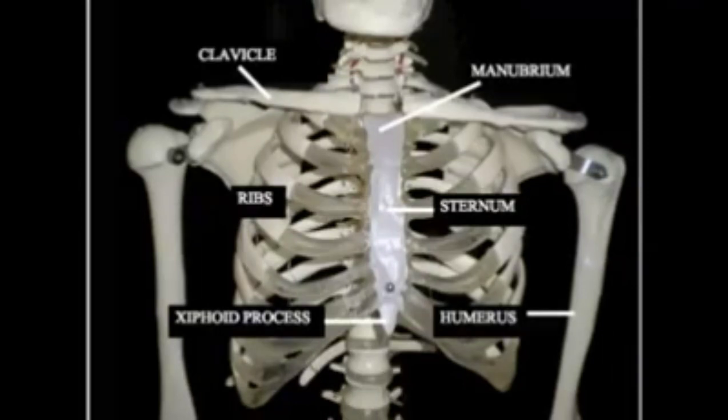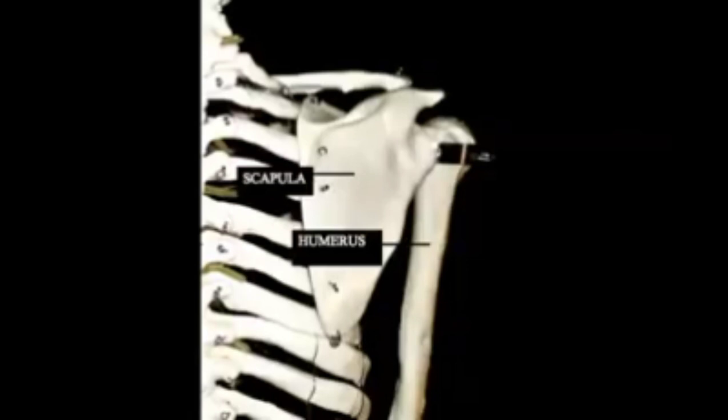The upper bone connected to the sternum is called the manubrium. The clavicles, or collar bones as they are commonly known, connect to the sternum through this manubrium. In turn, these clavicles are connected to the scapulas, or shoulder blades. The scapula connects to the upper arm bone, called the humerus.